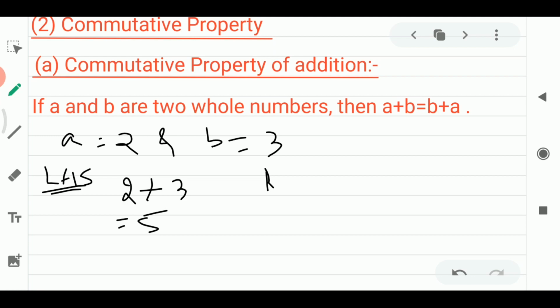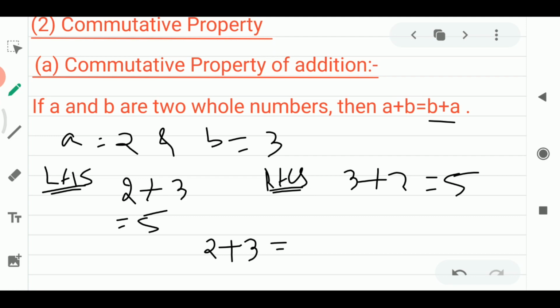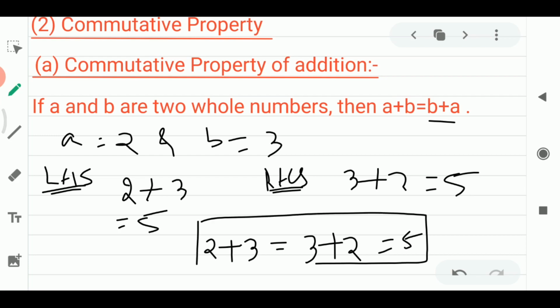And in RHS it is b plus a. B plus a means 3 plus 2. 3 plus 2 is also 5. So a plus b is equal to b plus a. It means 2 plus 3 is equal to 3 plus 2 is equal to 5. So this is called commutative property of addition. If you change the order, the value will remain same.